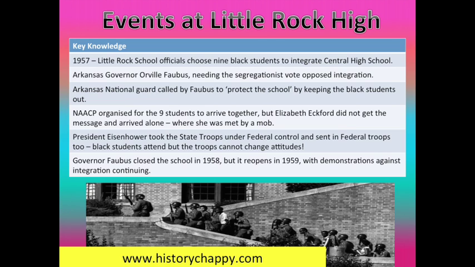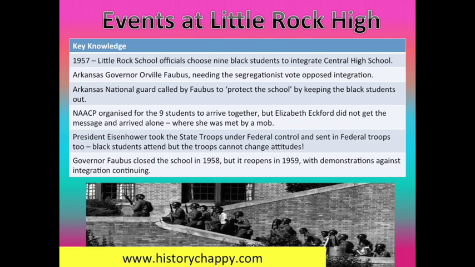Arkansas Governor Faubus was actually a moderate by Southern standards, but he needed the segregationist vote to stay in power. Therefore, he pandered to them. Nine black students were chosen because of their excellent grades to be the first to integrate Little Rock. Faubus, bowing to white pressure, used the local state troopers, the National Guard, to protect the school, that's a quote, by keeping the black students out.